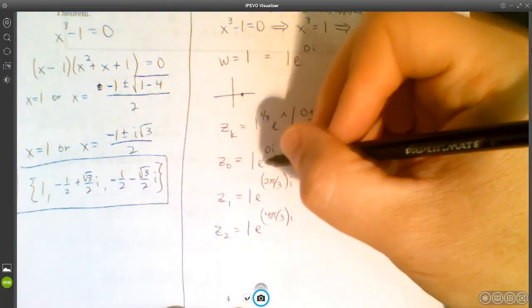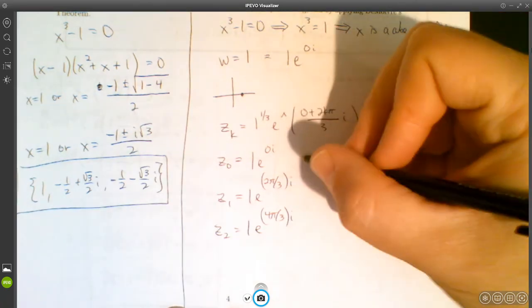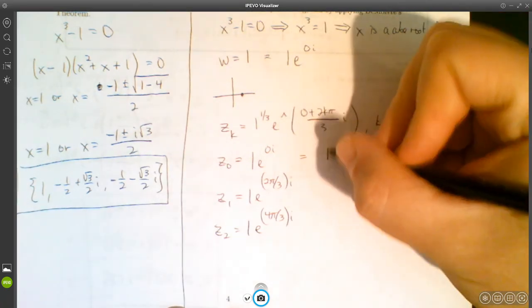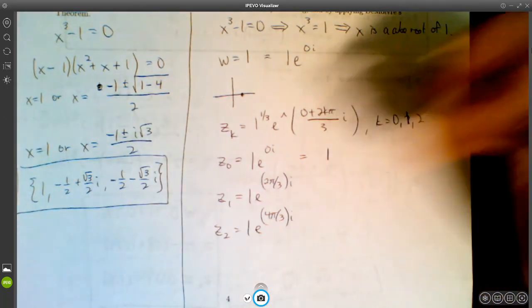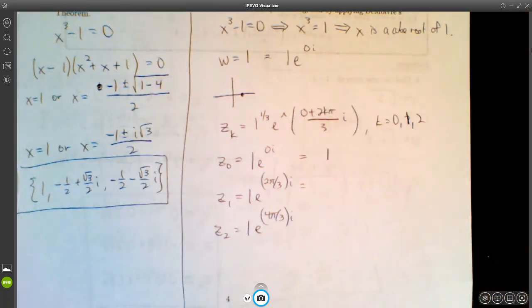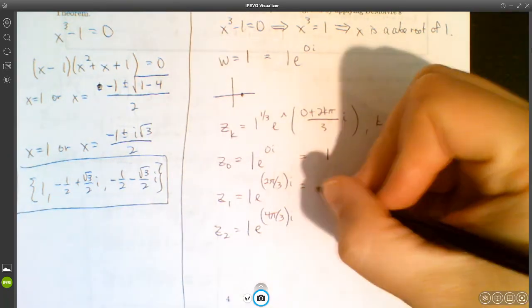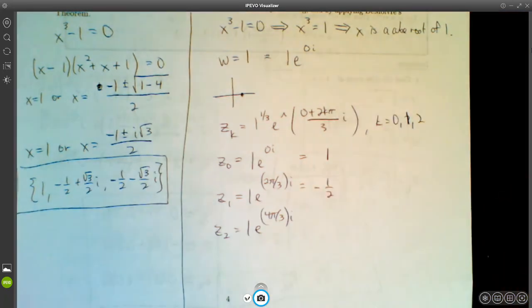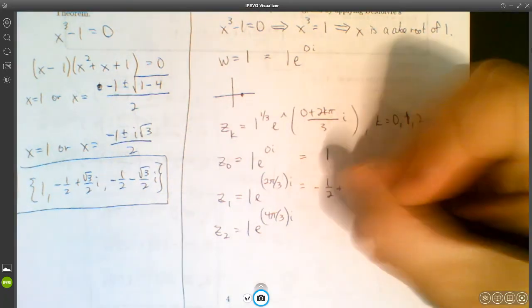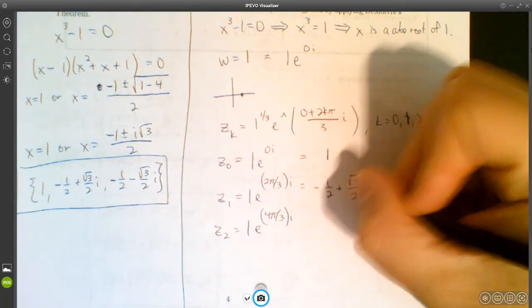Well, e to the 0i, we just said was 1, right? So this first zero is just 1. But what about the next zero, right? I would have to do cosine 2 pi over 3, which is negative 1/2. And then sine of 2 pi over 3 is root 3 over 2. So it's negative 1/2 plus root 3 over 2 i.